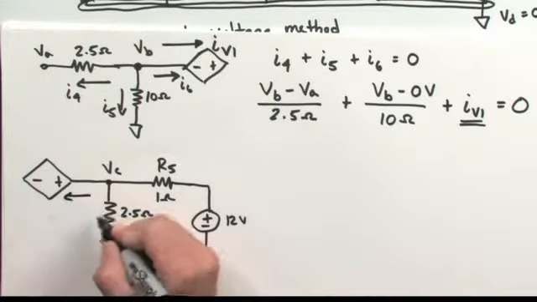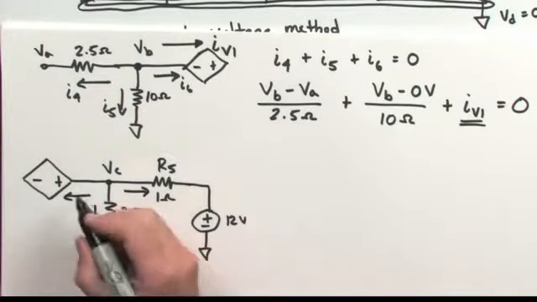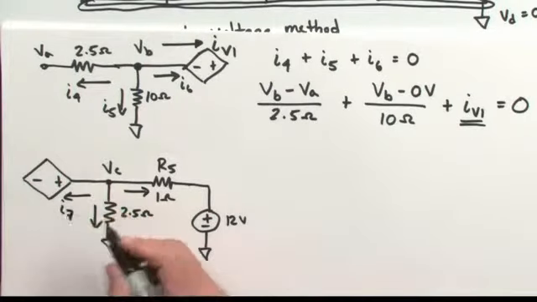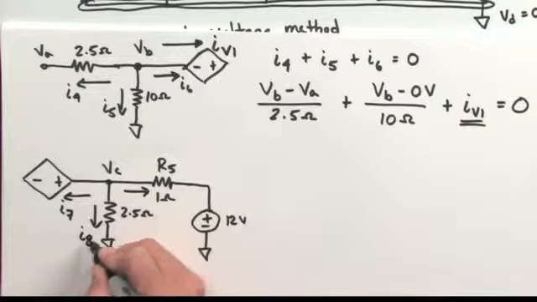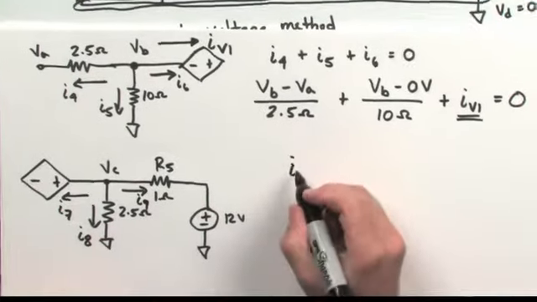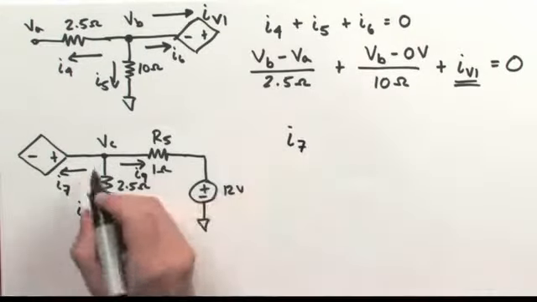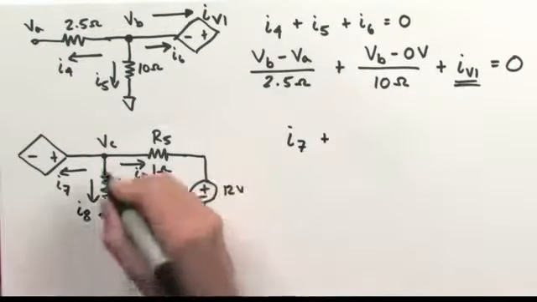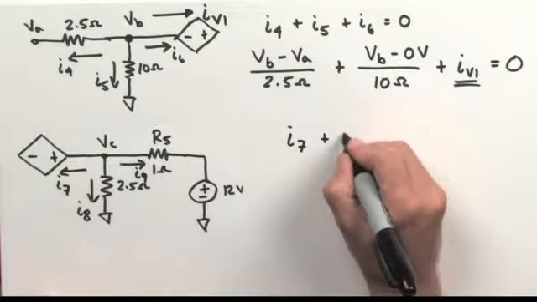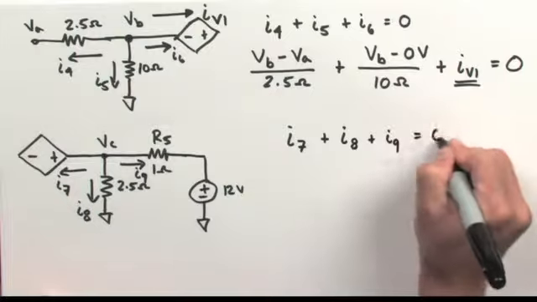Again, I'm going to invoke Kirchhoff's current law and say that all of the currents are leaving the node, and I will call this I7, I8, and I9. So Kirchhoff's current law again tells us that the current through this path plus the current through this path and the current through this path must all sum to 0.